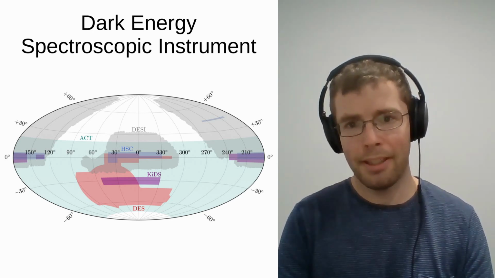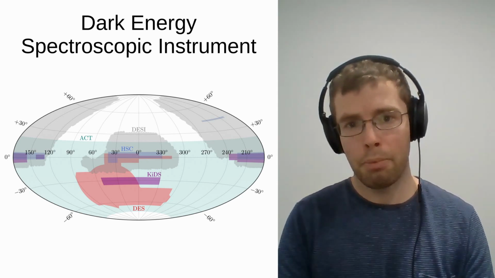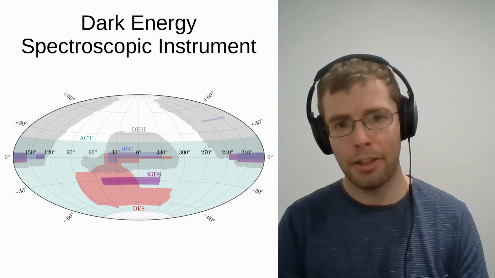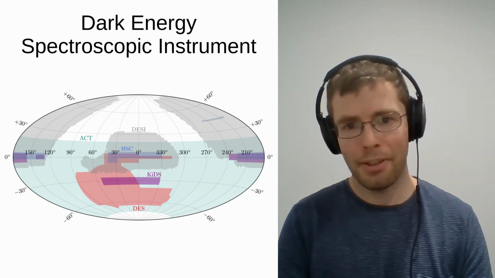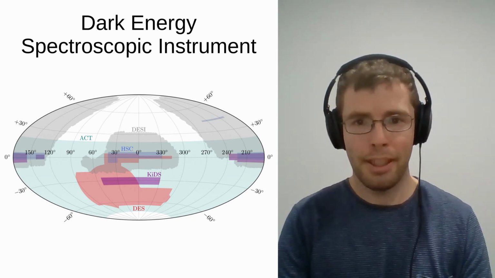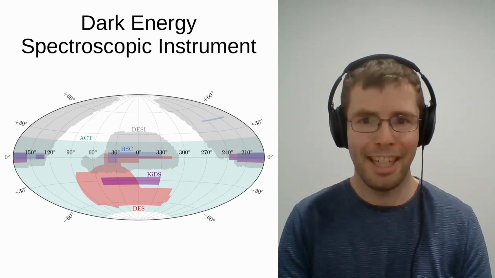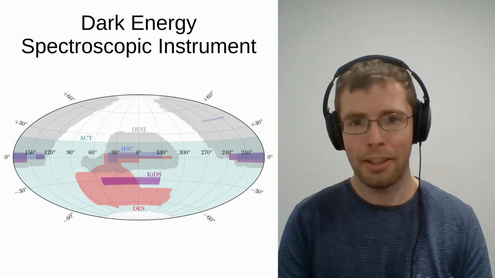And so with DESI, we're going to have a larger sky area and also probe a larger redshift range with a higher sampling density for galaxies. And so this type of analysis will also be performed in the future with DESI. And so just by having more data and more lens galaxies, we expect much better cosmological constraints there as well.